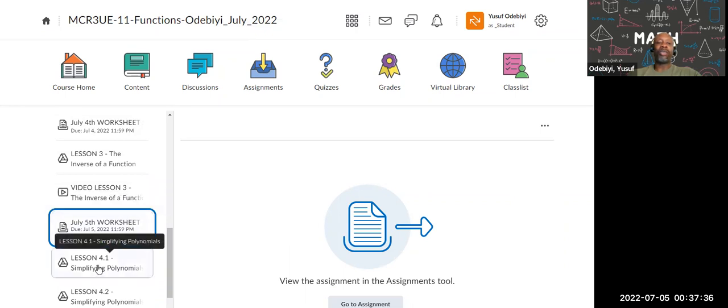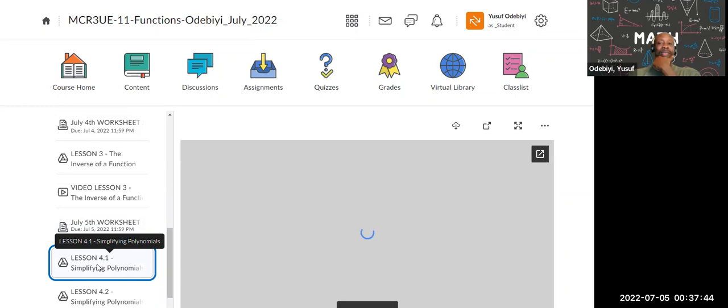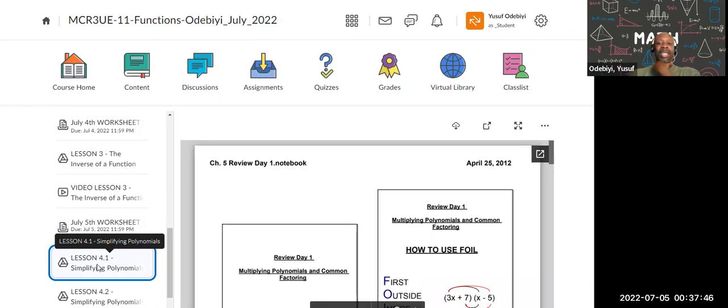Now we're going to go into simplifying polynomials. There are so many variations of how to simplify it, right? That is a big variety of different ways, okay? So I'm going to go through this.